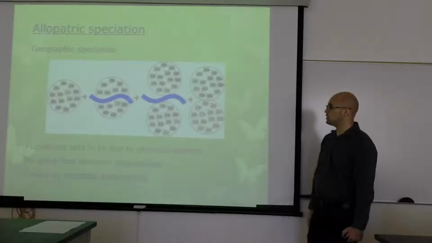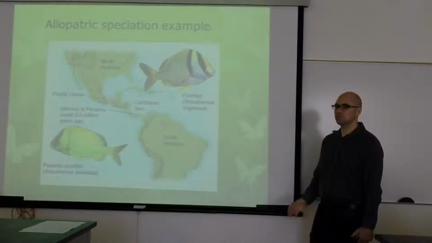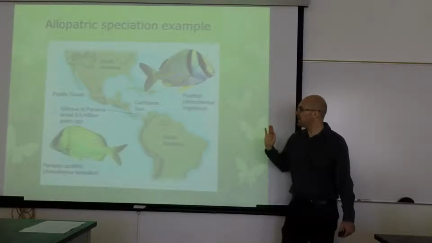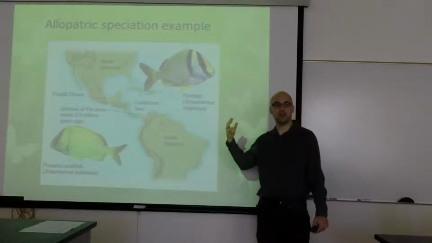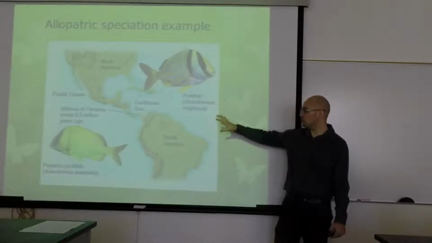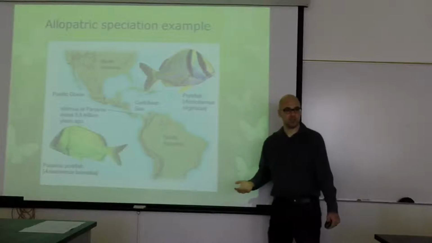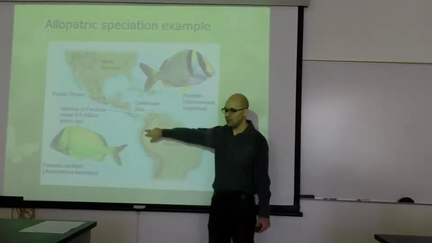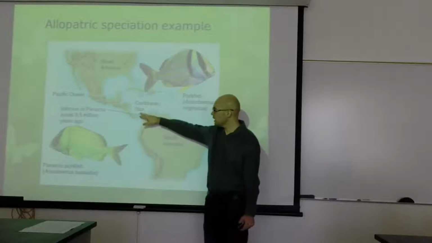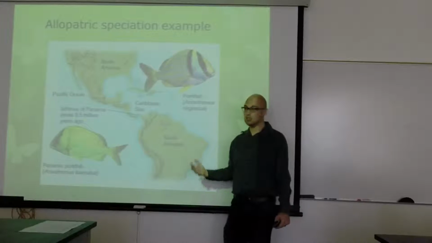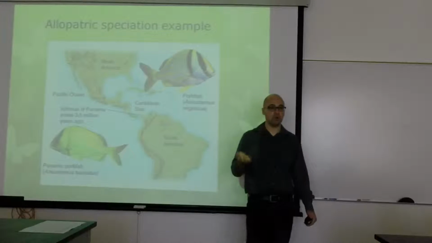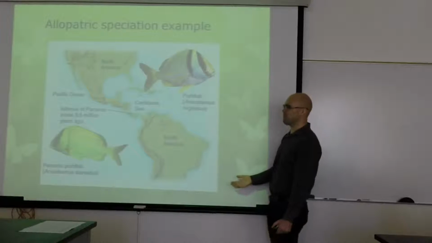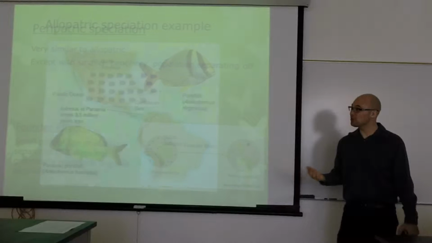Or I'm sorry, this is an example of allopatric speciation. And so this example is of a porkfish down near Panama. So about 3.5 million years ago, the Isthmus of Panama, this little land bridge in here, formed. When it did, it separated this one species of porkfish. And so they've evolved separately since then, to the point which now they are two separate species, and that's a geographic isolation.